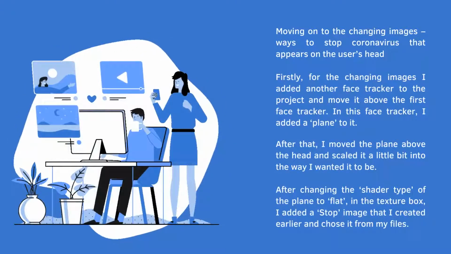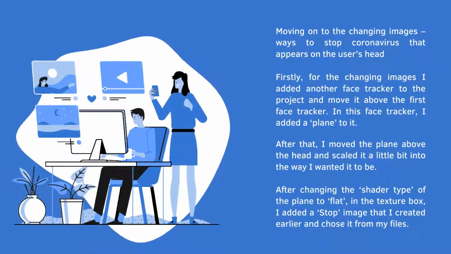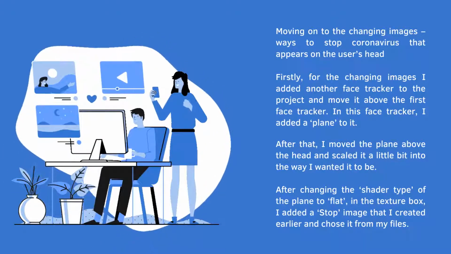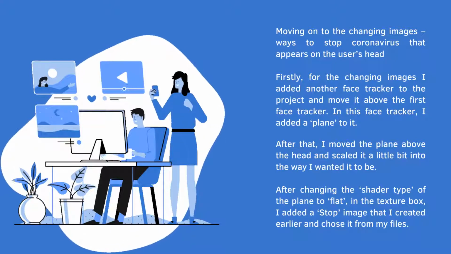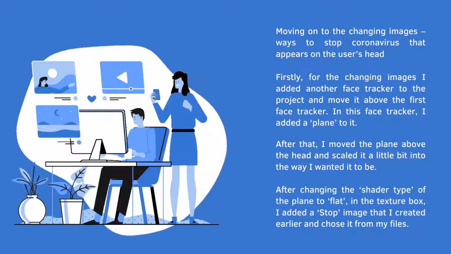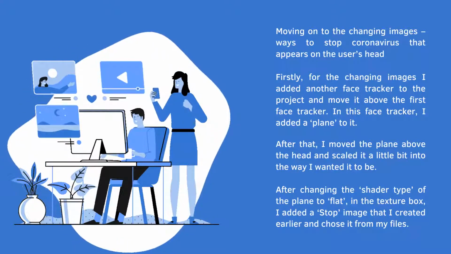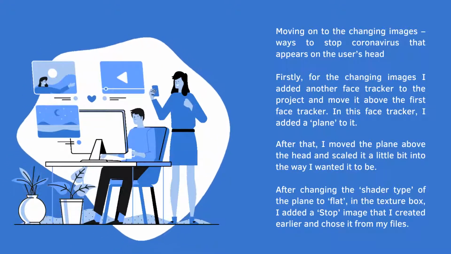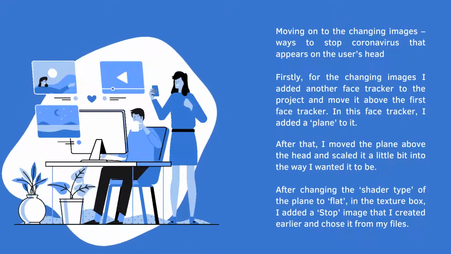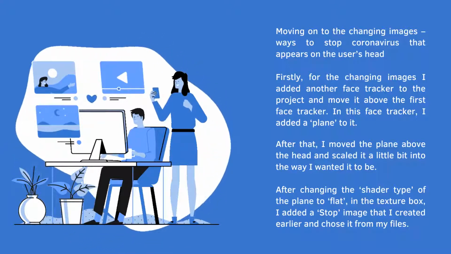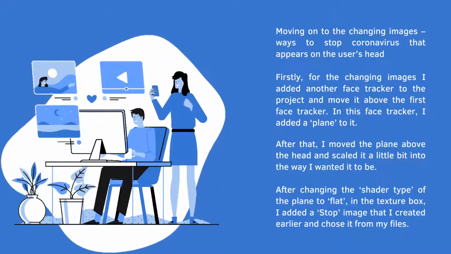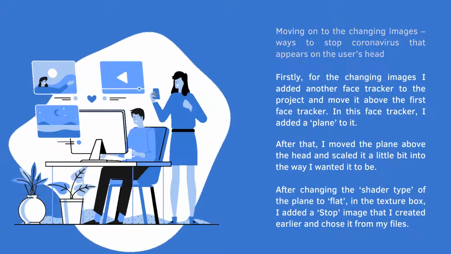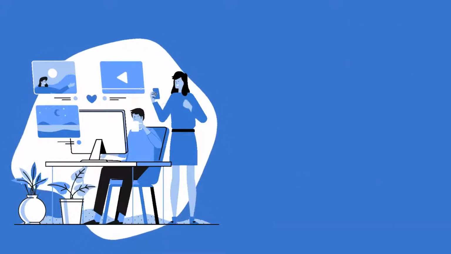Moving on to the changing images, ways to stop coronavirus that appears on the user's head. Firstly, for the changing images, I added another face tracker to the project and moved it above the first tracker. In this face tracker, I added a plane to it. After that, I moved the plane above the head and scaled it a little bit into the way I wanted it to be. After changing the shader type of the plane to flat, in the texture box, I added a stop image that I created earlier and chose it from my files.